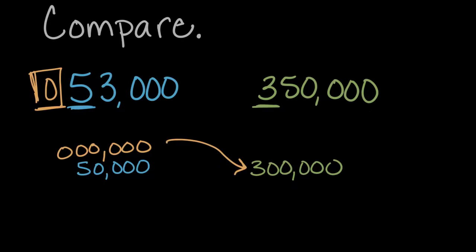So be careful not just to compare the first number, but the largest place value. And if there's no digit in that place value, we can fill in a 0 and then compare. So to read this, we'll say 53,000 is less than 350,000. And this symbol is less than because the larger side is open to the bigger number, and the bigger number is the second number. So 53,000 is less than 350,000.